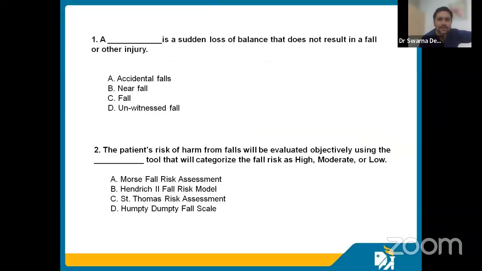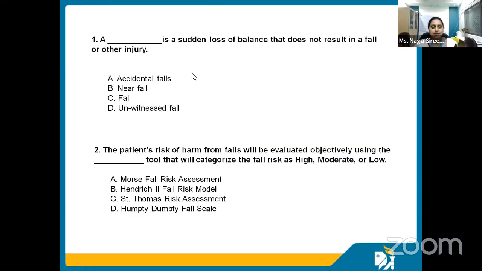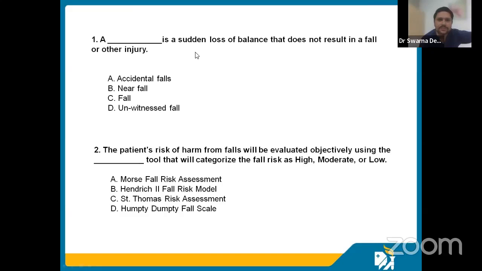Yeah, so I would request the audience to go through the question. Ms. Sireesha, you can read out the question. If someone points out the answer, I'll read it out for you. A dash is a sudden loss of balance that does not result in a fall or other injury. So the audience can type the answers. And if you have any doubt or if you don't agree with us, we'll be more than happy to take that argument with you.